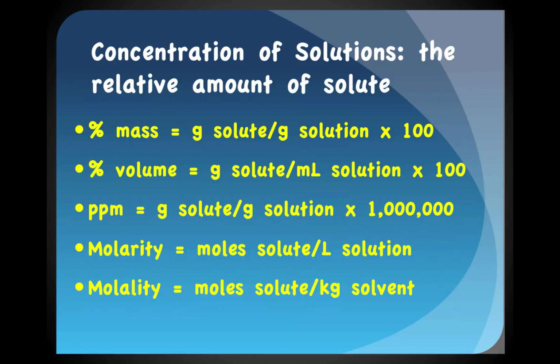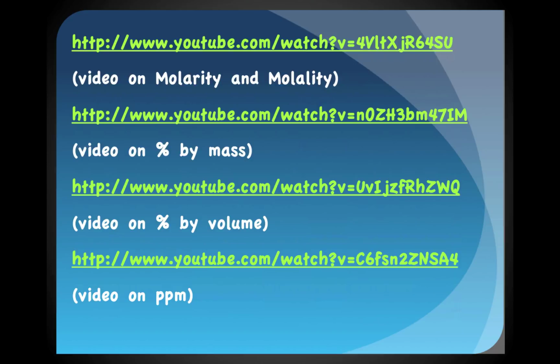The last thing you need to know for this unit on solutions is concentration. Concentration is defined as the relative amount of solute in a solution. The 5 formulas you need to know are percent by mass, percent by volume, parts per million or ppm, molarity, and molality. You should be able to determine these concentrations for any solution. I have included the YouTube videos that you can watch in case you forget how to calculate molarity and molality, percent by mass, percent by volume, or ppms.